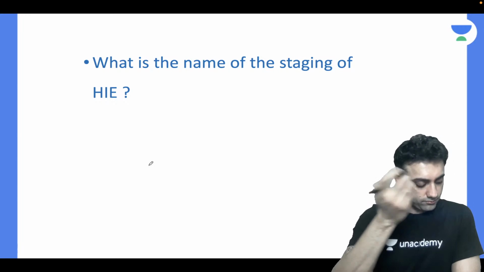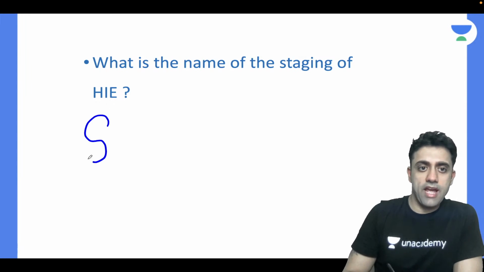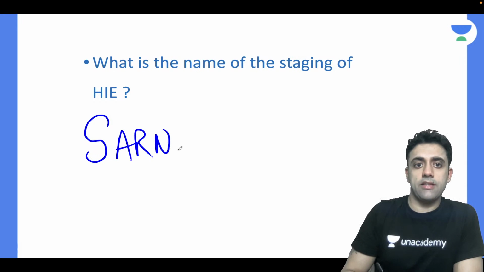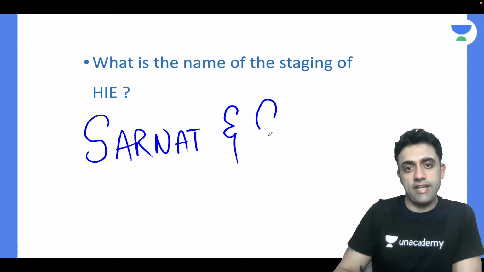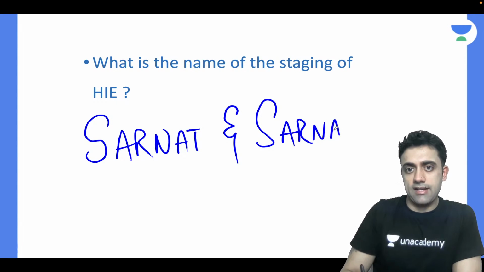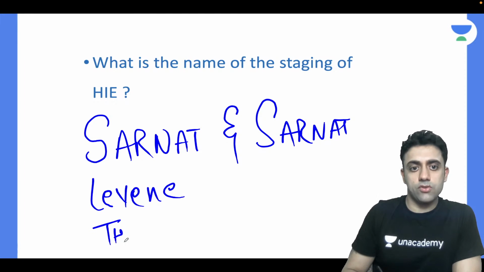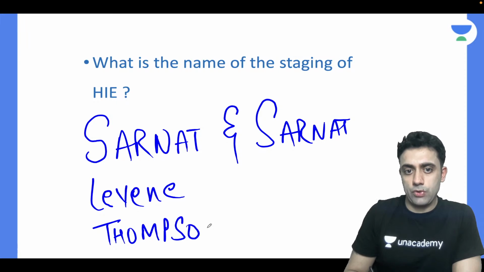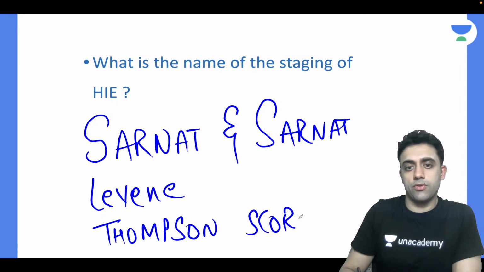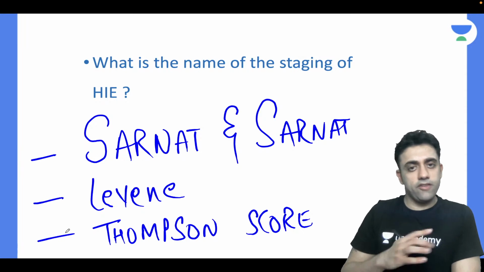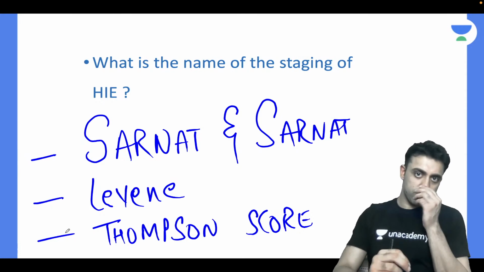So anyone? Yes, Sahil is right. We have Sarnat and Sarnat. There are three stagings of HIE, three names you should know. One is Sarnat and Sarnat, one is Levine staging, and one is Thompson score. These three words you should know. These three are the different stages used in various hospitals.